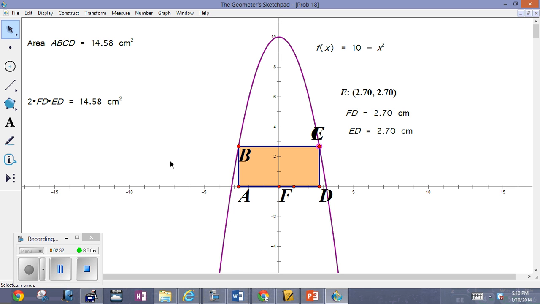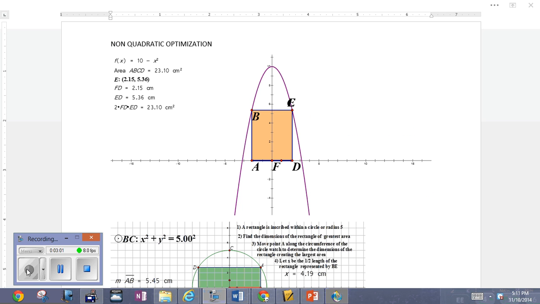In fact, it'll only give me half of that because the dimensions of the rectangle are 2x. That's this whole length AD by FD. So the dimensions of the rectangle are 2 times FD times ED, which is 2x times y, which is 2x times the quantity of 10 minus x squared. So we're going to look at that now and develop that equation.